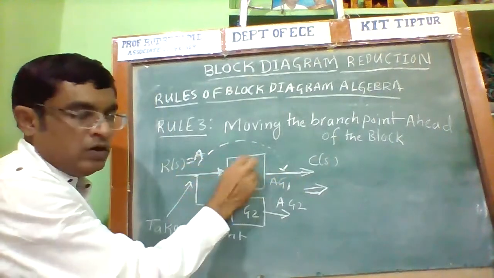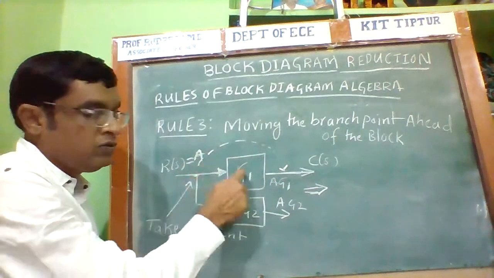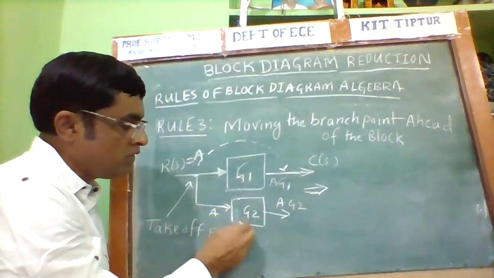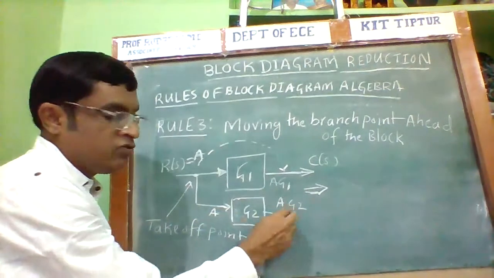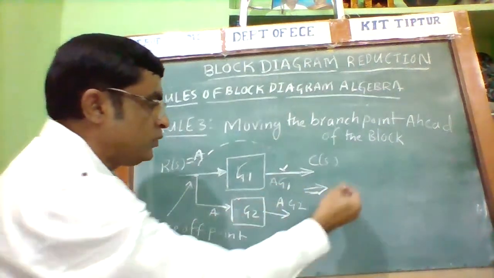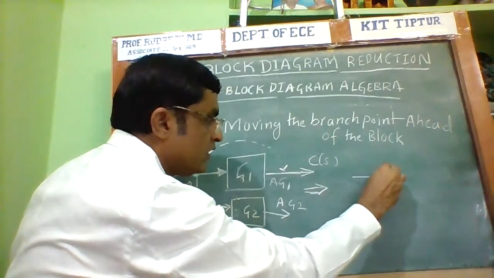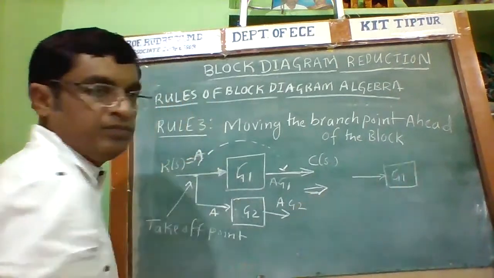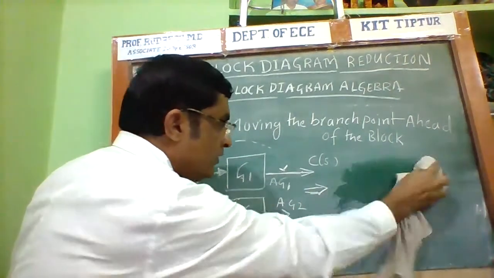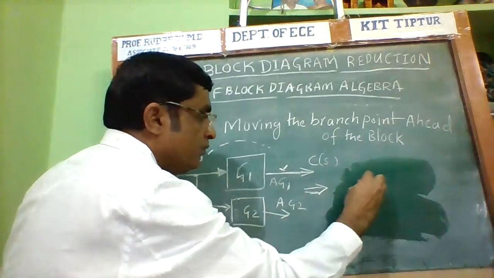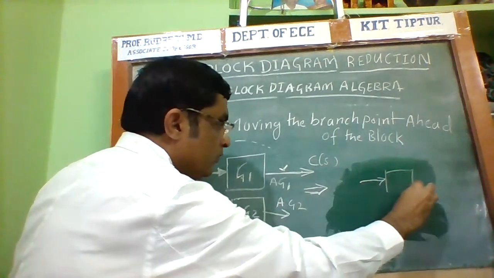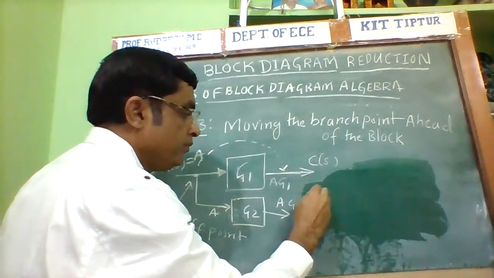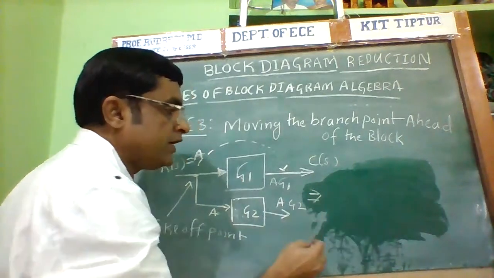A is the input, into the product of the transfer function. Input into transfer function is A into G1. Now similarly, what will be the output? A into G2. This is what you should get. If I move, what happens? Suppose this is the same diagram. Let me write G1 here, this is the block. Equivalent diagram I should write.